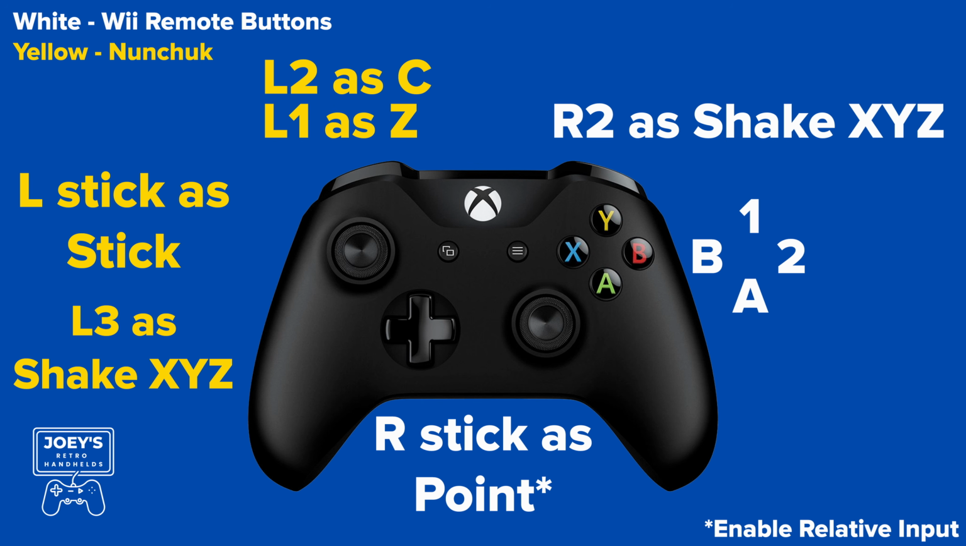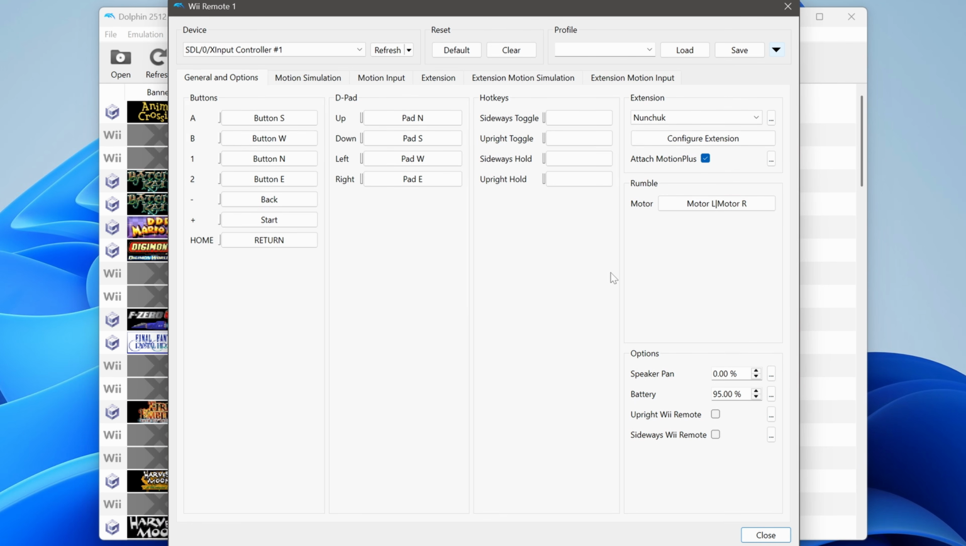Here is a visual picture reference for what we just did for the Wii Remote plus Nunchuck Controls. You can pause here if you want just to double check. Go back to the General and Options tab, and now let's configure the Classic controller. So under Extension, choose Classic Controller.